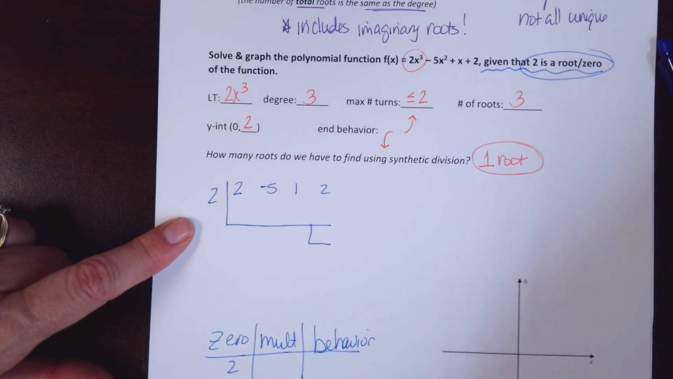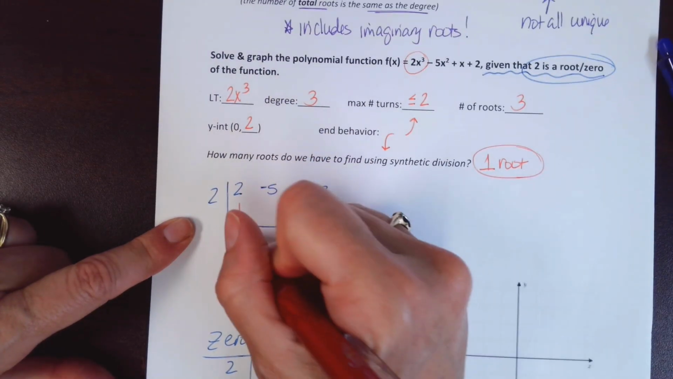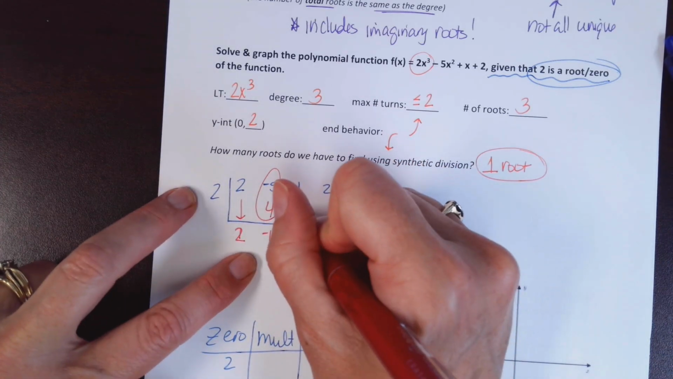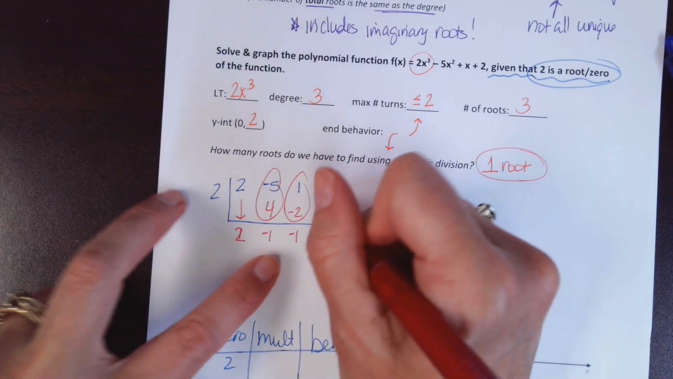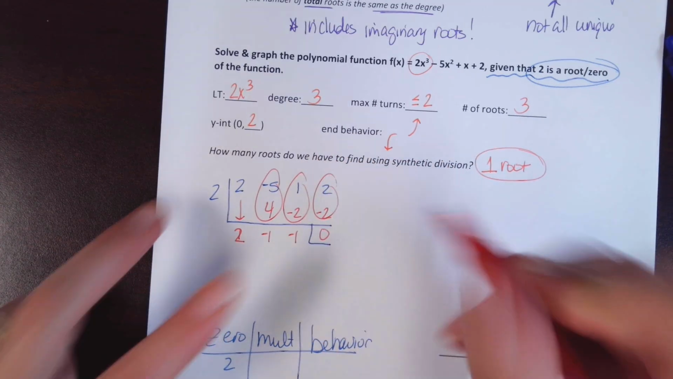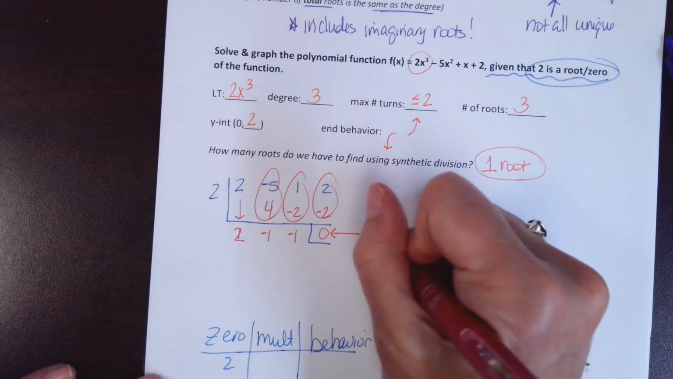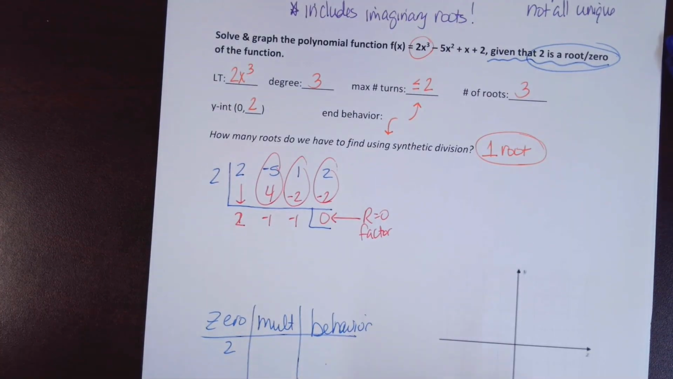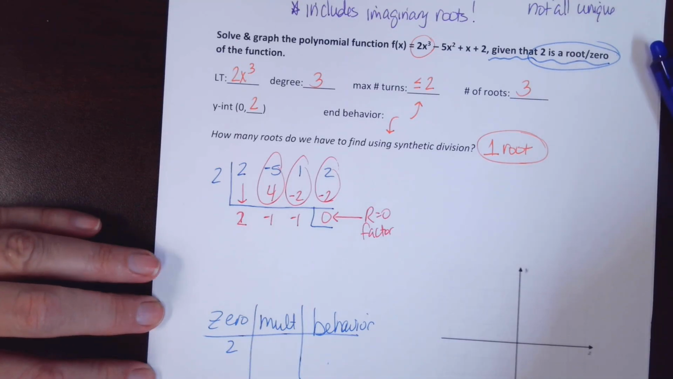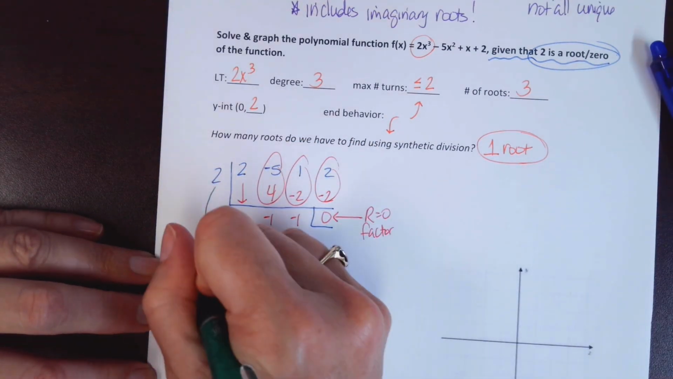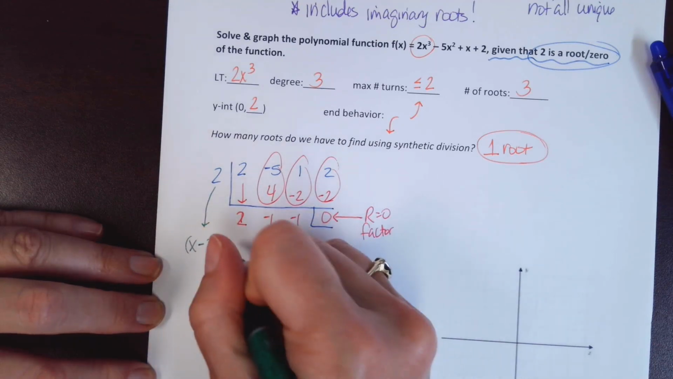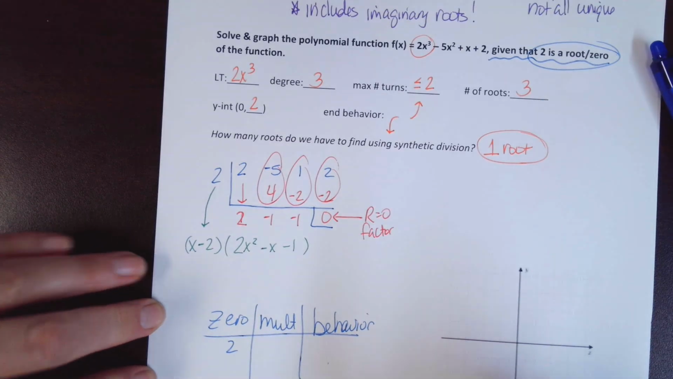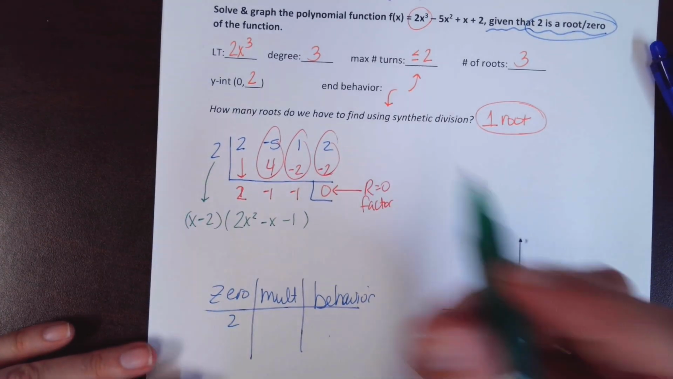Work through my process, bring that down, multiply on the outside, and add on the inside. Remainder is 0, so I found a factor just like I was expecting to. Now we need to finish factoring it. So this root 2 gives me the factor x minus 2. And then my quotient here is 2x squared minus x minus 1. And I can finish factoring that.